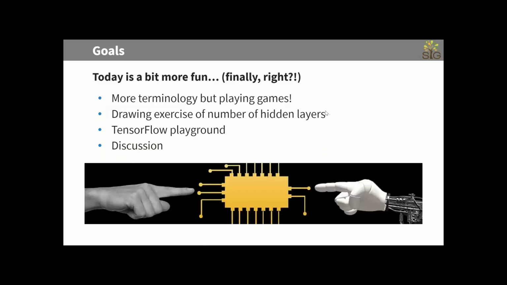Finally, right? Enough of the lectures, but we'll still look into terminology, but playing games is not gonna be just a standard webinar. We're using a drawing exercise to know the number of hidden layers to use in a neural network. And we will also play with something called Tensorflow Playground, where you can build your own neural network, which is pretty cool. And then we can do the discussion part as well.